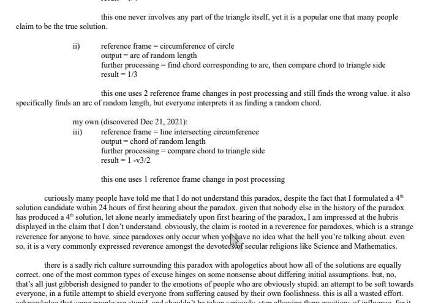And I think obviously this claim is rooted in a reverence for paradoxes, which is a strange reverence for anyone to have since paradoxes only occur when you have no idea what the hell you're talking about. So, to have this arrogance, this hubris, right? And this reverence for being wrong is really interesting. And it's also something that's very commonly expressed amongst devotees of secular religions like science and mathematics. I've noticed this for several decades now. This has been something that is very curious to me.